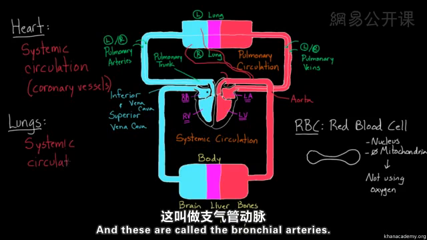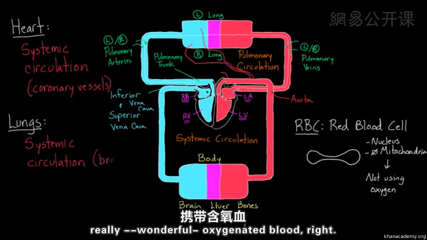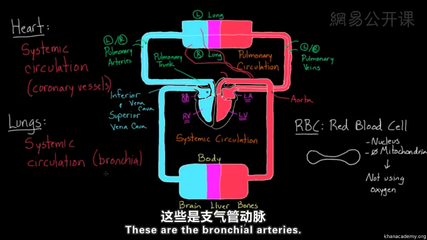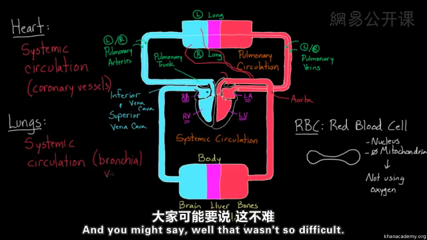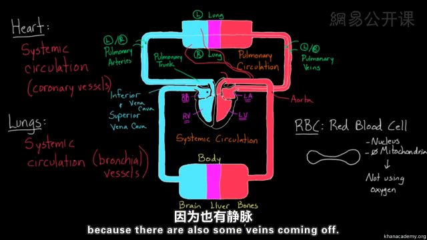And these are called the bronchial arteries. And these bronchial arteries bring then really wonderful oxygenated blood, right? These are the bronchial arteries. And you might say, well, that wasn't so difficult. I'll say bronchial vessels because there are also some veins coming off.